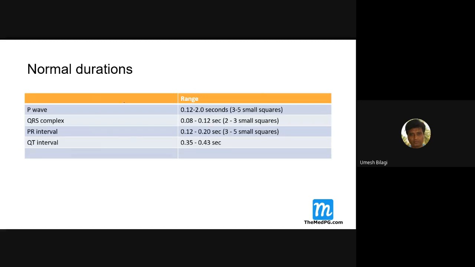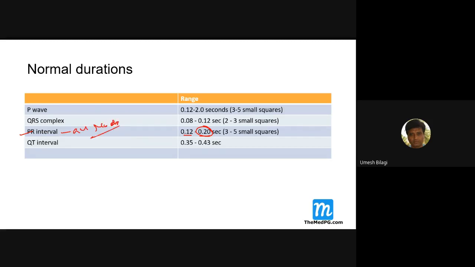Some important normal durations they can ask in MCQs. The P wave normally extends up to 0.12 seconds, that is 3 to 5 small squares. Whereas the QRS complex is between 0.08 to 0.12 seconds, that is 2 to 3 small squares. The PR interval is 0.12 to 0.2, that means one big square is the maximum limit of the PR interval. This is a function of the AV node.